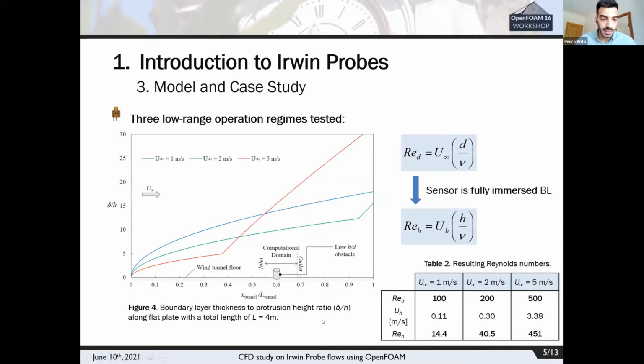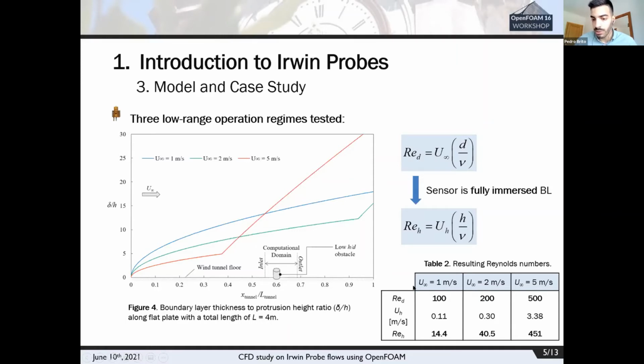But as we see in this image, a flat plate-like boundary layer develops upstream of the sensor location. Hence, the Irwin probe is actually fully immersed in a boundary layer. So these undisturbed wind speeds are never reached anywhere along the height of the sensor. As such, we adopt instead Reynolds H, which is based on the free end velocity, UH, occurring about here, and the height of the protrusion. And with this transformation, we get Reynolds numbers of 14, 40, and 451.